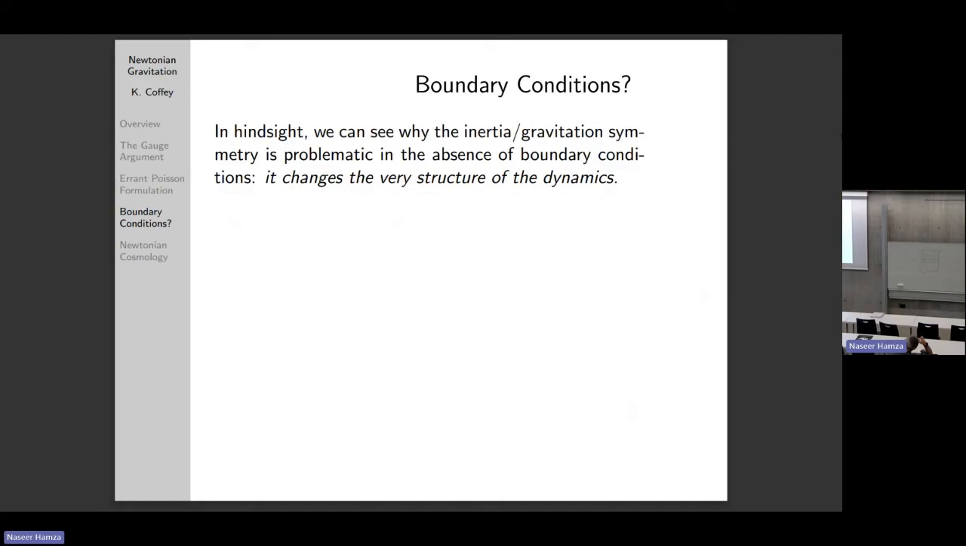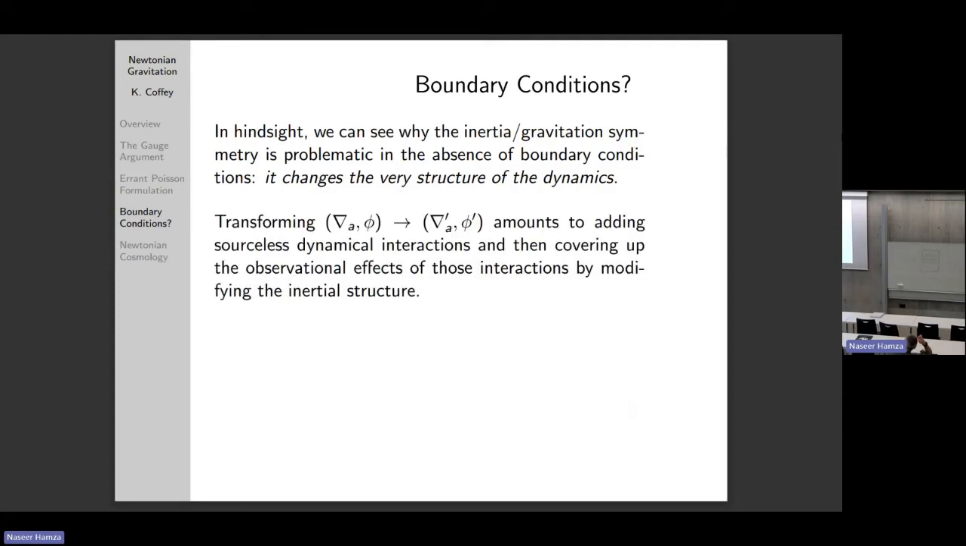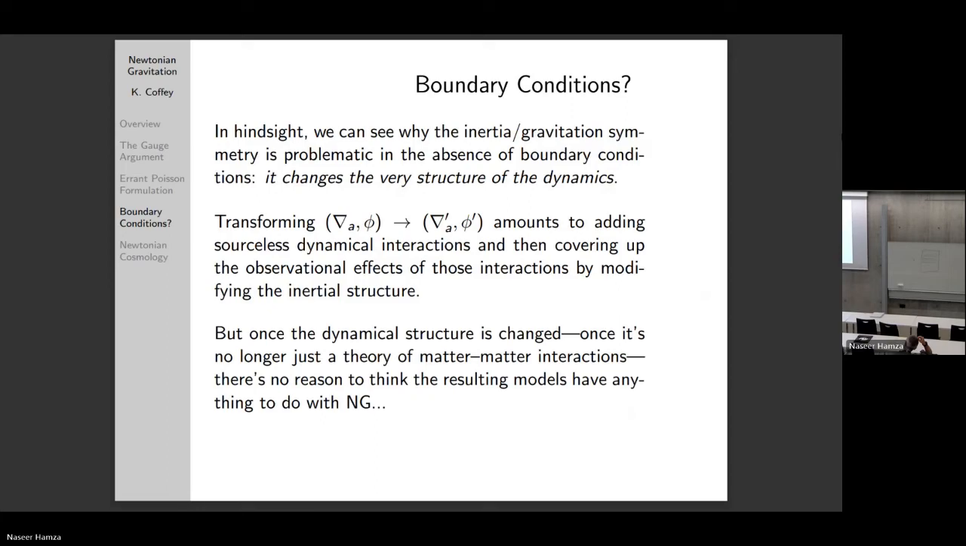I think in hindsight, we can see why the universal gravitation symmetry is problematic in the absence of boundary conditions, and that is that this transformation changes the very structure of the dynamics, right? It amounts to adding sourceless dynamical interactions and then covering up their observational effects by modifying the inertial structure. But once the dynamical structure is changed, right, then it's no longer a theory of matter-matter interactions, and there's no reason the resulting models have anything to do with Newtonian gravitation.